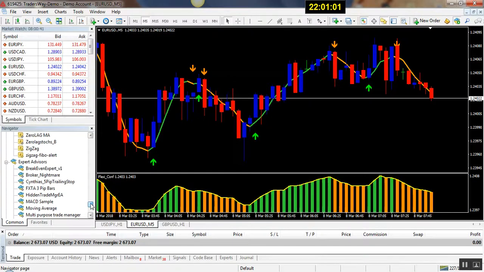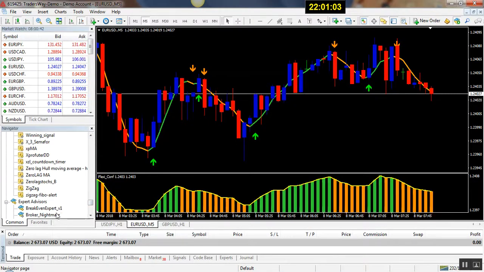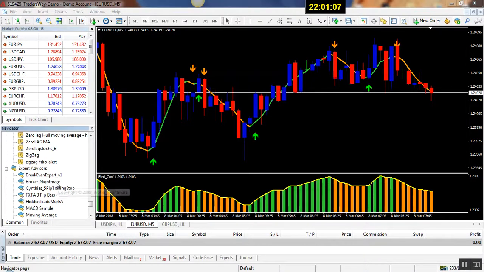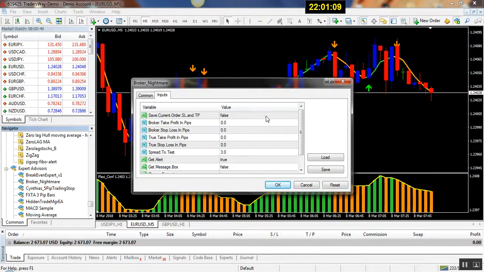Let's go down here to the expert advisors, the broker nightmare, and I'll bring it up here. As you see, there's nothing on it now. So I'm going to explain this before I make a trade for you, and show you how to place a Forex trade. Here we go. The first one here, save current order. We leave this false all the time, or it might lead you into making a wrong trade that you didn't want to make. So let's leave this false.